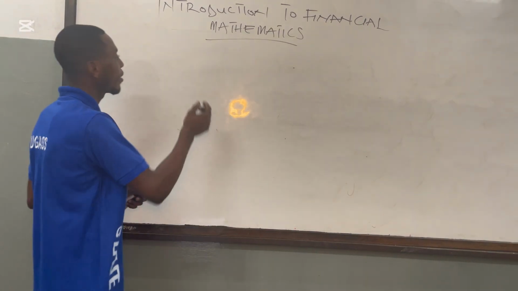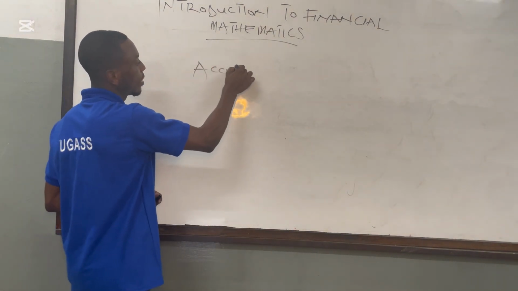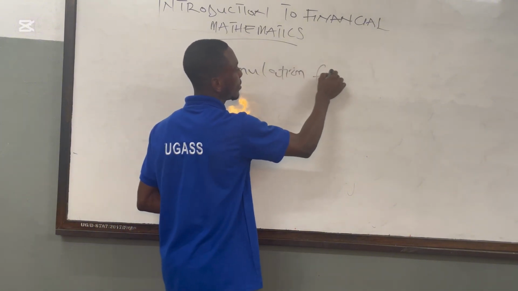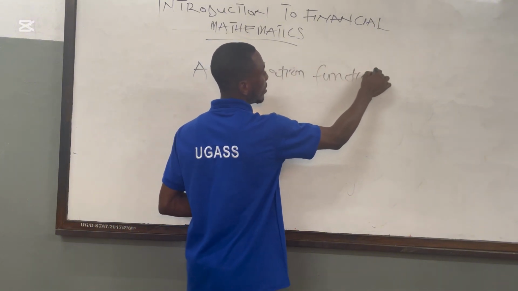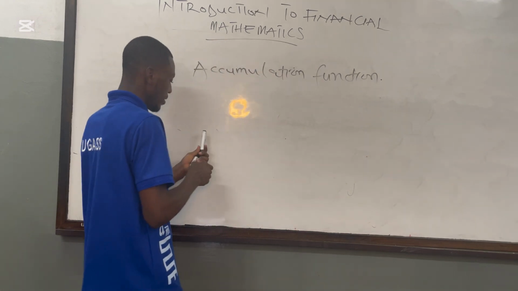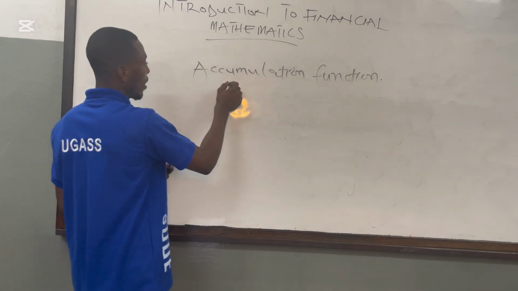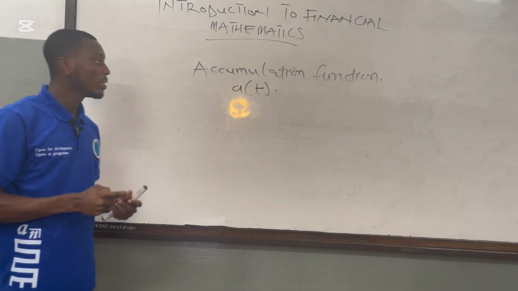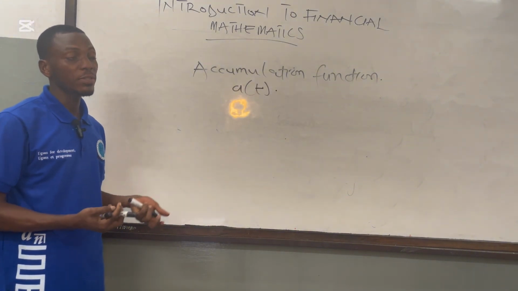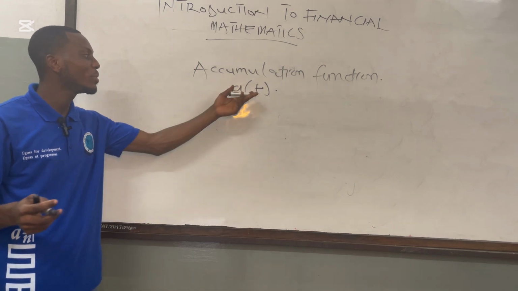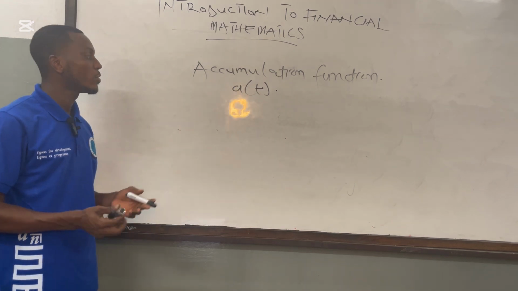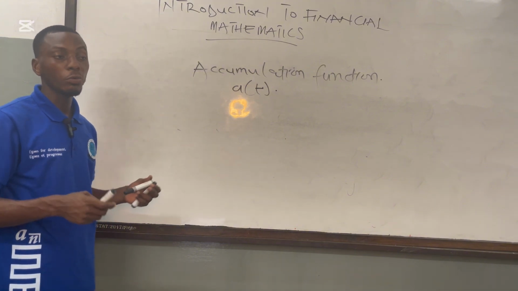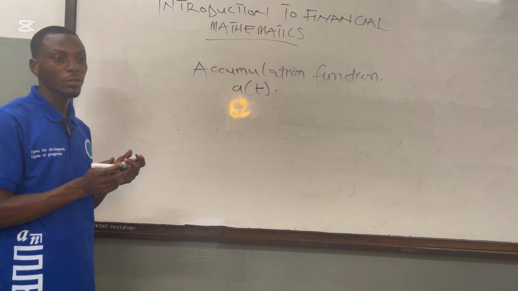All right, so let's now look at the accumulation function, which is represented as little a of t. Somebody will say, if you are using the amount function, why then do we need the accumulation function? So the accumulation function is the special case of the amount function where your initial investment is just $1.